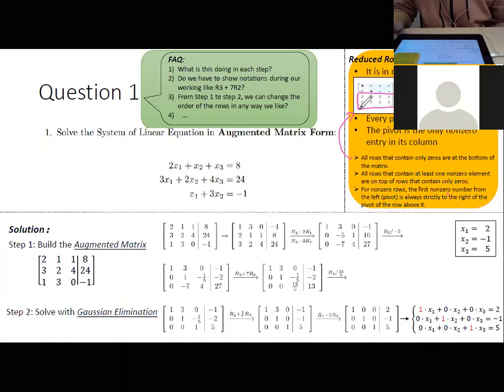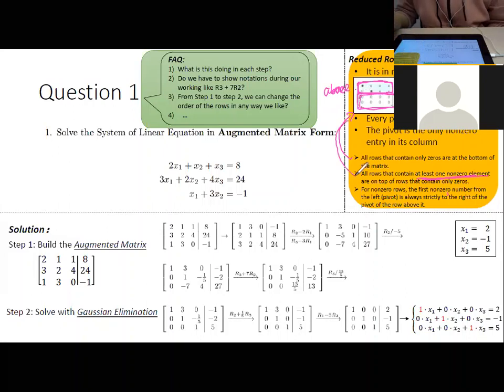And now we see the second point. It says all rows that contain at least 1 non-zero element are on top of rows that contain only zeros. We can see the blue patterns. These 2 rows contain at least 1 non-zero element, so these 2 rows are above the all-zero rows. These 2 properties are easy to understand.